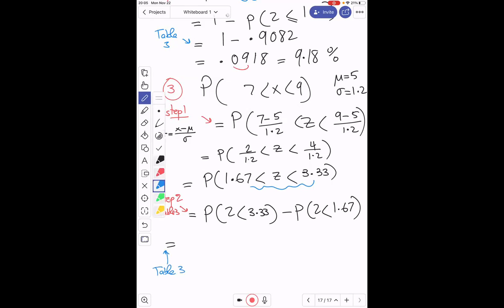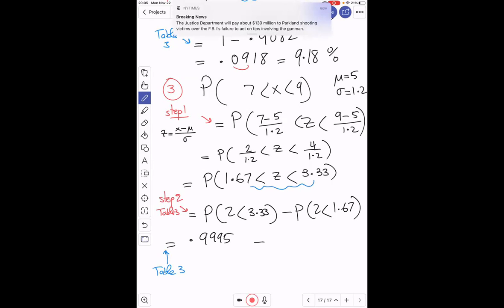So now I can use my table. z is less than 3.33, that's positive. The nearest tenth is 3.3, and the nearest hundredth is 0.03, so the answer from the table would be 0.9995. Minus, now this is of course z, the variable is z, 1.67. Nearest tenth, it's 1.6. Nearest hundredth, it's 0.07.